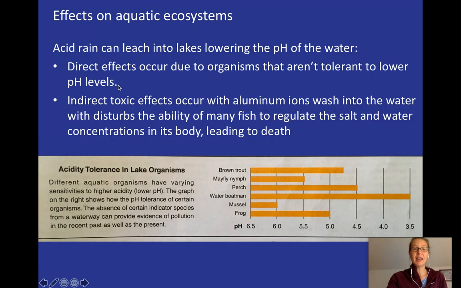All right, and then the indirect toxic effects are when aluminum ions wash into the water. Those aluminum ions that were toxic to the roots of the trees are also going to be toxic to fish. In fact, this is a really big deal. Those aluminum ions make it really hard for them to osmoregulate, to keep the right balance of salt and water concentrations in their bodies, and that ultimately leads to death of many fish. So you'll see a lot of trout and other important fish in food production systems can be lost. Okay, so that's aquatic ecosystems.